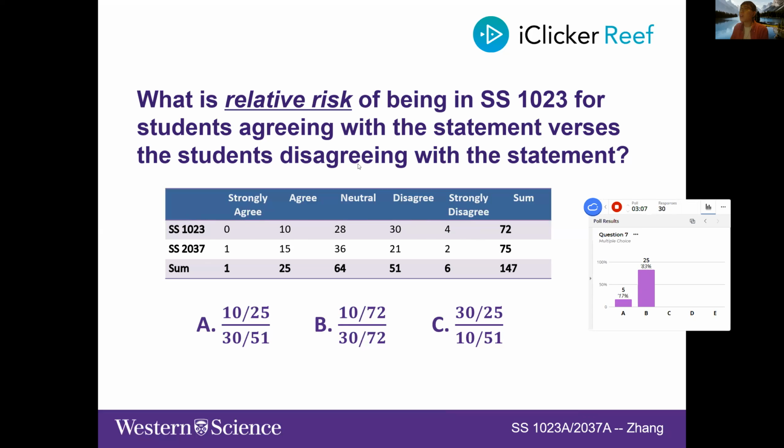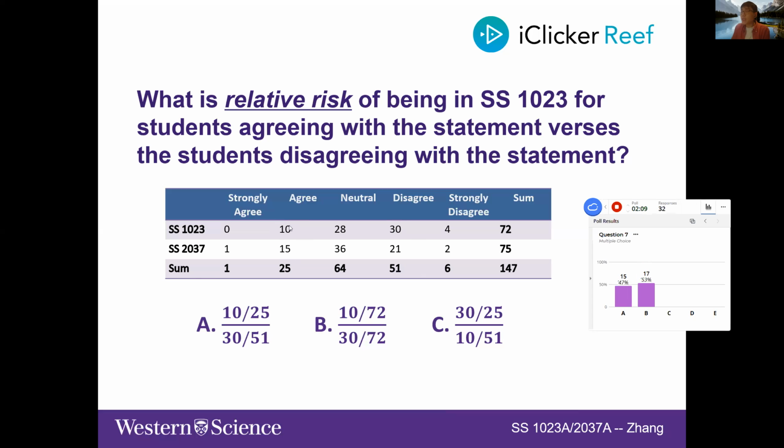Oh, sorry, my bad. The comparison is the students agreeing with the statement versus the students disagreeing with the statement. So our comparison should be this column with this column, right? That's the comparison we are trying to make. So the numerator should be the conditional distribution of this, and the denominator should be the conditional distribution of this. And the event right now should be being in the one level courses. So the event will be our first row, right? So that's why the numerator should be 10 divided by the sum, which is 25, and the denominator is 30 divided by 51. So the answer is actually A rather than B.